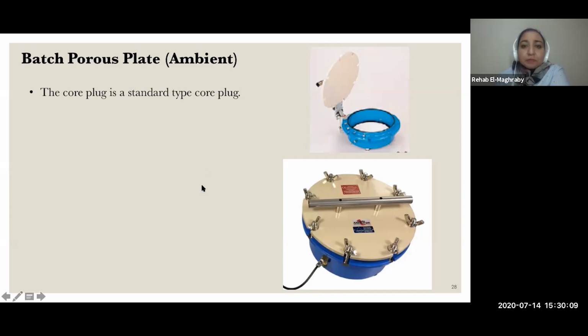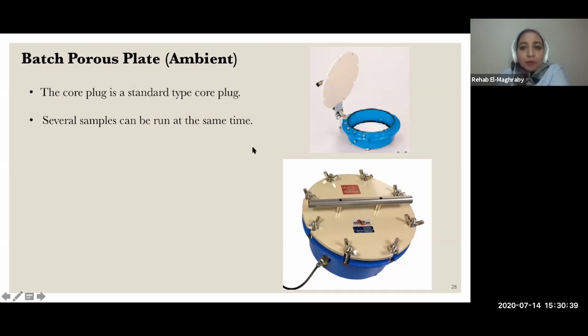Okay, and you can use different core plugs, regular or irregular, because it does not depend on the amount of water collected. The advantage of this step is that you can use several samples together. You can put 8 core plugs inside this porous plate at the same time.